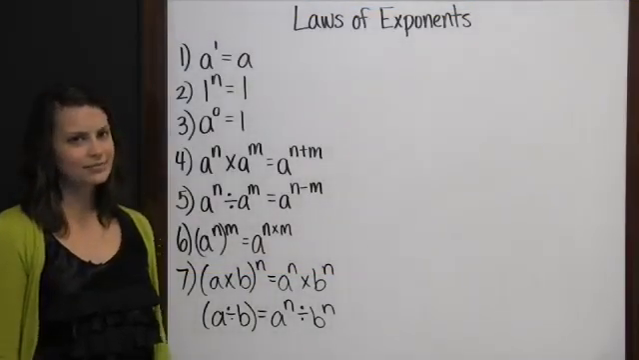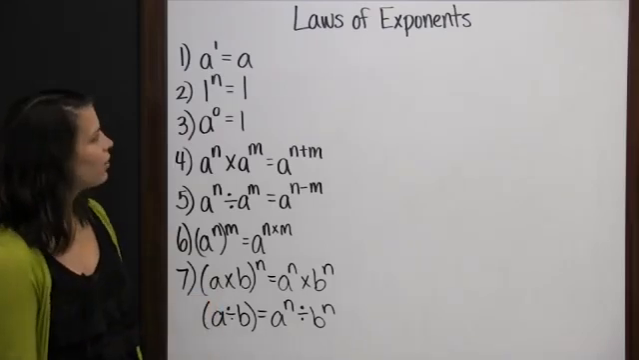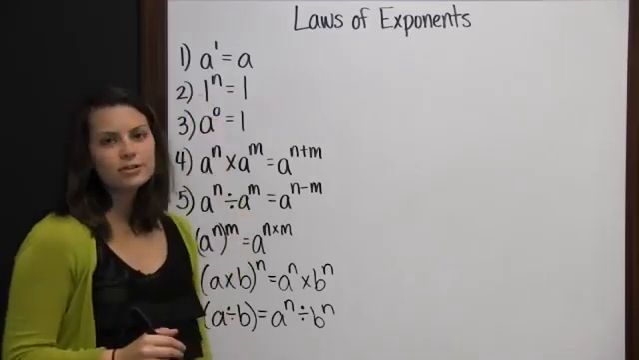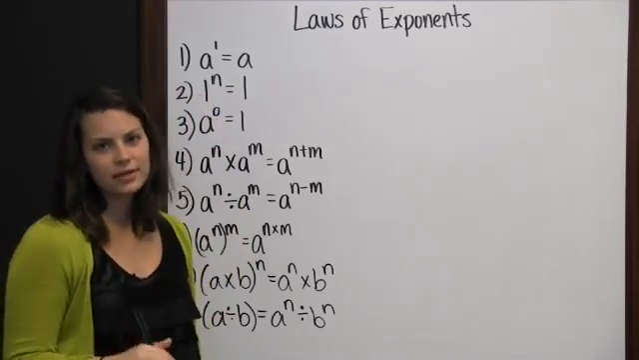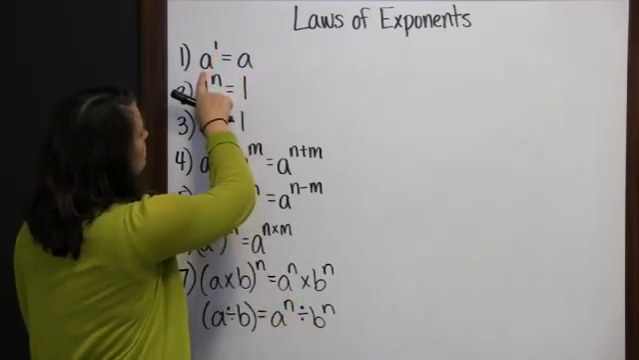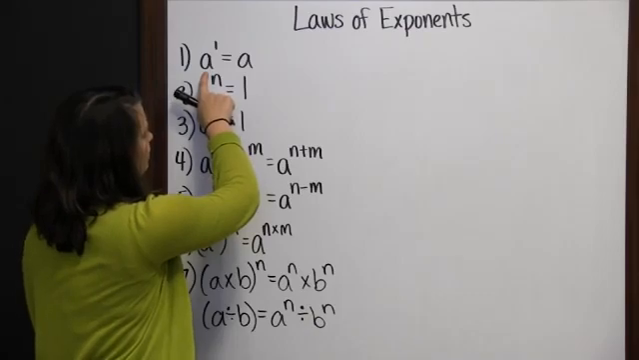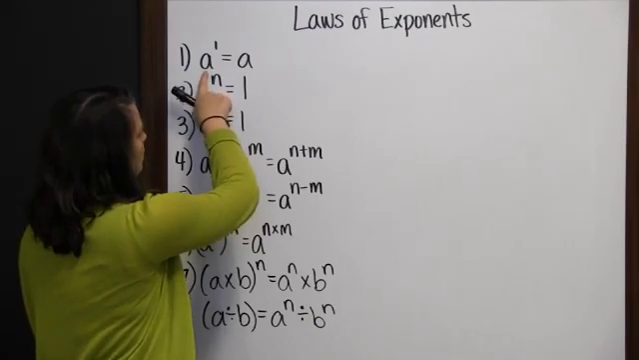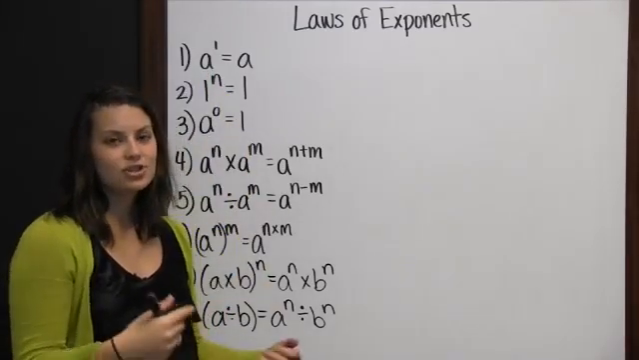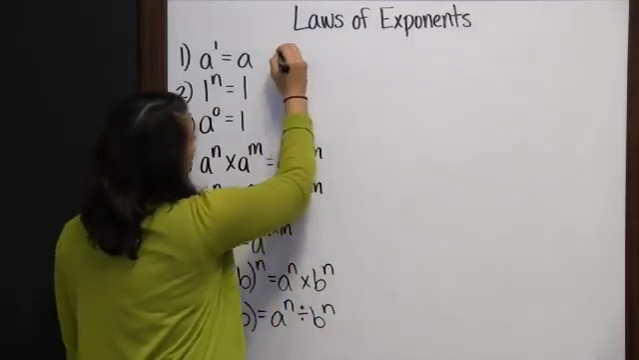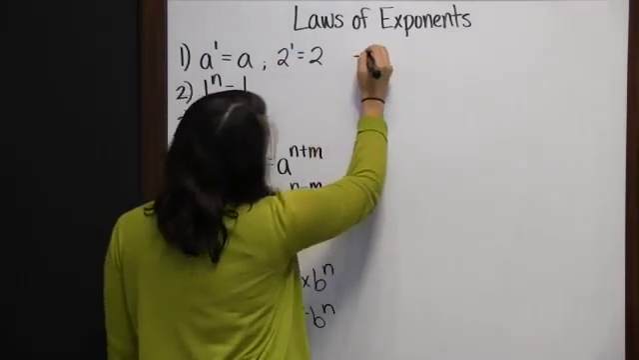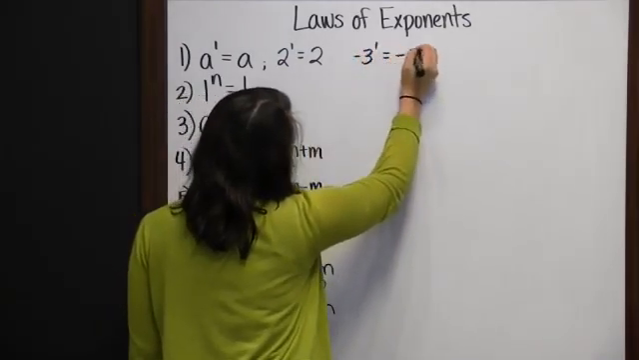Laws of exponents. We're going to look at 7 different laws. The first is that any number raised to the first power is just itself. If you'll remember what an exponent is, it tells you how many times to multiply the base number times itself. So if you're multiplying the base number times itself just one time, then that's just that number. Like 2 to the first power would just be 2, or negative 3 to the first power would just be negative 3.